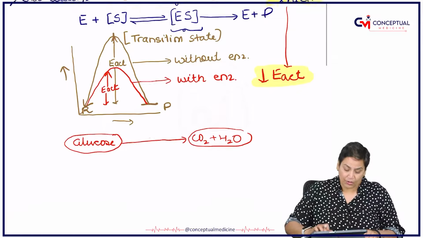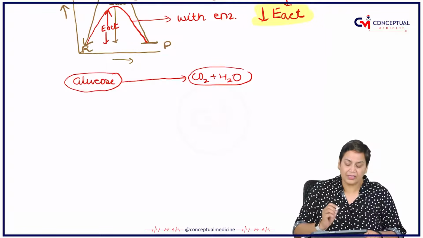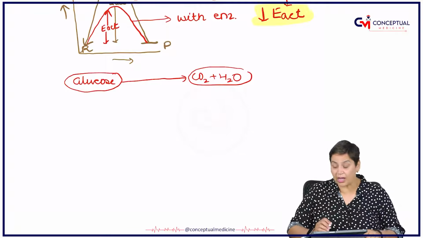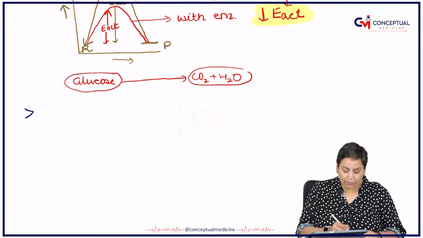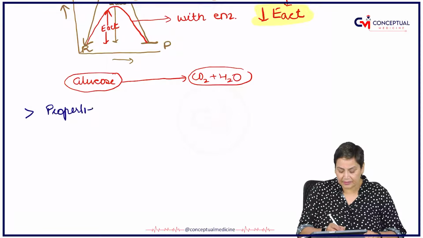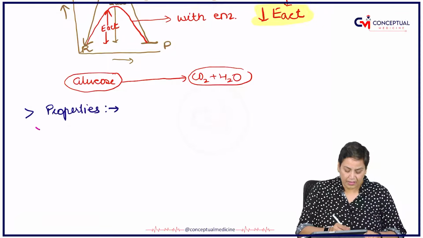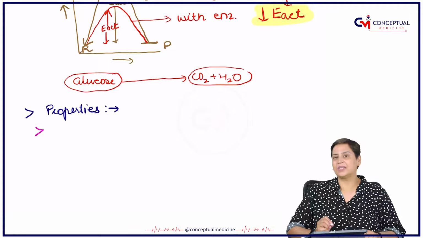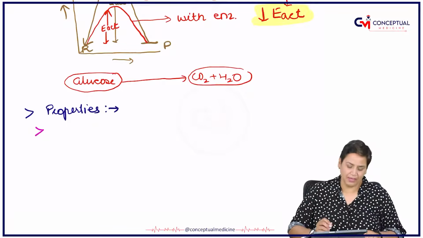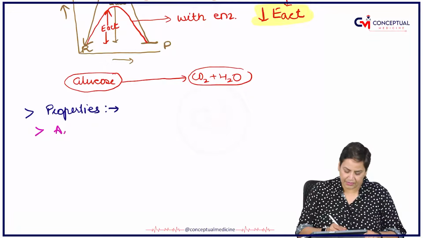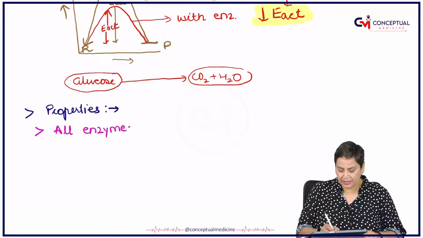Now coming over to this, what are the properties of enzymes? This is also very important: how an enzyme acts. The most important property of enzymes is that all enzymes are proteins. Very, very important. All enzymes. This is the most important property. All enzymes are proteins.